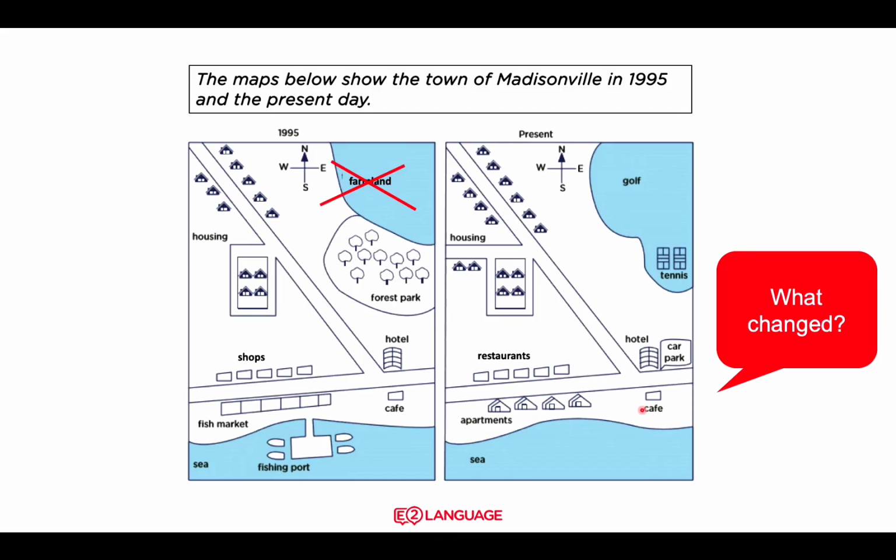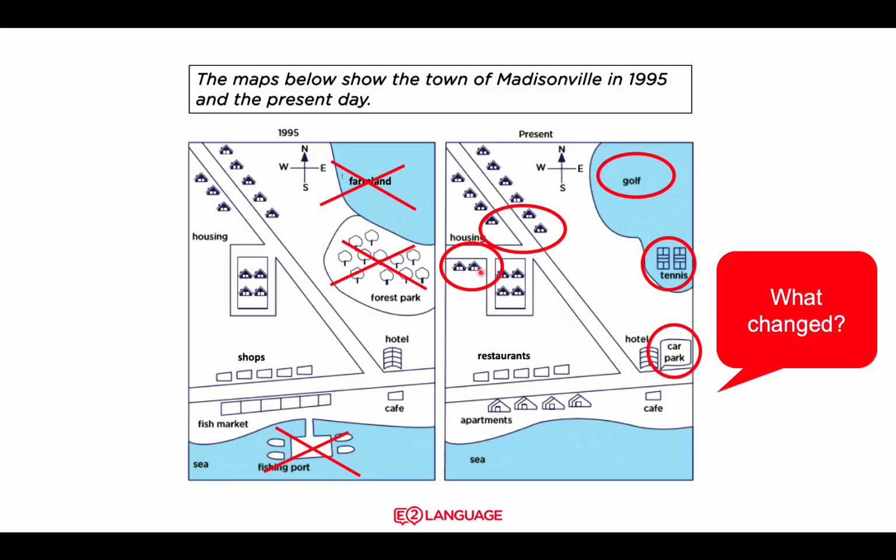This is what I found. The farmland became a golf course. The forest park, which was here in 95, is now tennis courts. The fishing port was removed completely. And there were some additions as well. So there are some new housing here and here. As I mentioned, there's a golf course and tennis courts in the place of the farmland and the forest park.